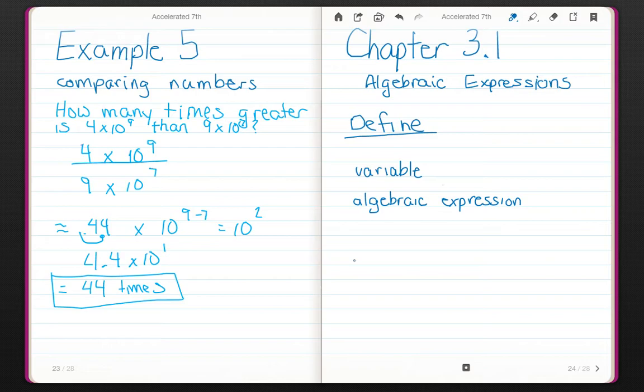So before you begin, I would like you to please define the two definitions for this lesson, which are variable and algebraic expression. You will find both of those on page 103 in your textbook. When you are finished, we will continue with example 1.